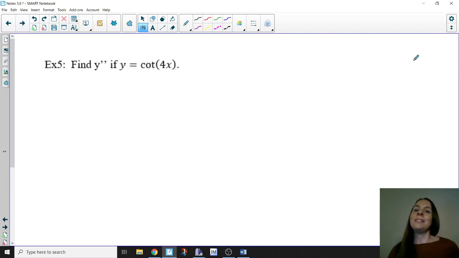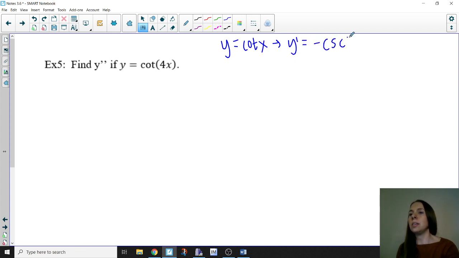All right, I warned you, these examples get really crazy really fast. Here we go. Find y double prime if y equals cotangent of 4x. Okay, just a quick reminder. If you have cotangent of x, then your derivative formula is negative cosecant squared x, right?